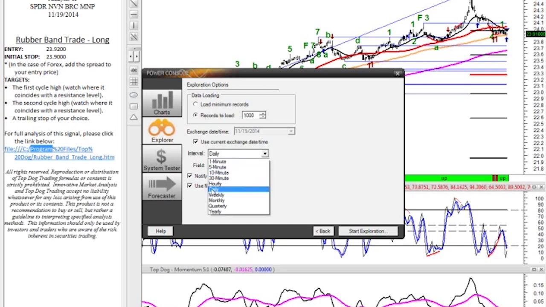I did scan daily. Oh no, I'm going to get the hiccups right now. Hold on one second.